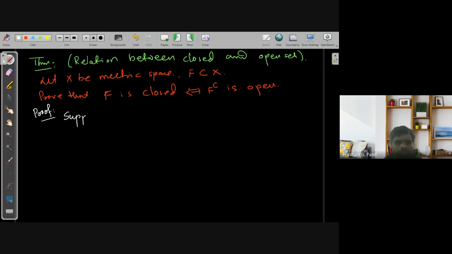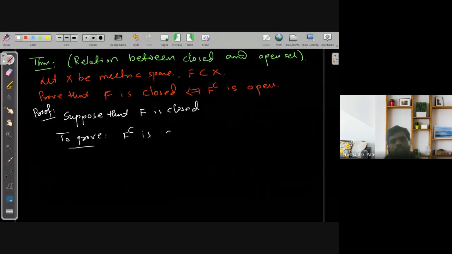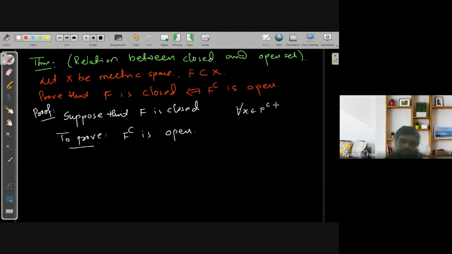So suppose that F is a closed set. What to prove? F complement is open. Whenever you have to prove that any set is open, you have to prove that for every x in that set, there exists some neighborhood of that point such that the neighborhood lies inside that set. Or I can prove that every point is an interior point of that set. That is another way of looking at the situation. There are many ways to do this; I'm showing one of them.